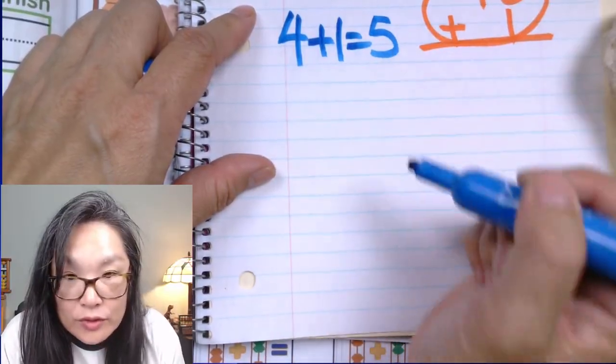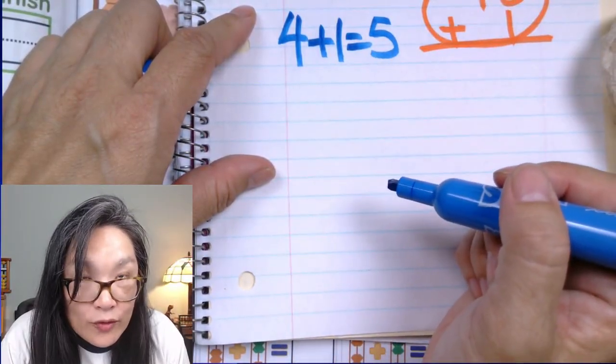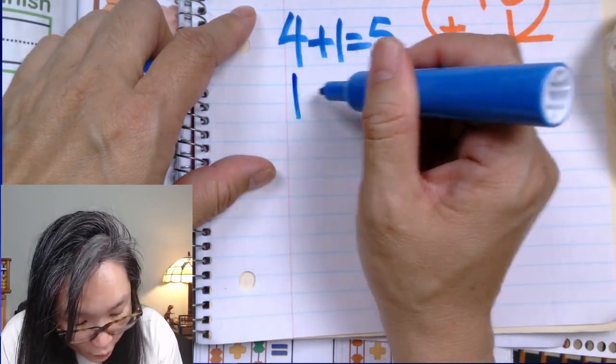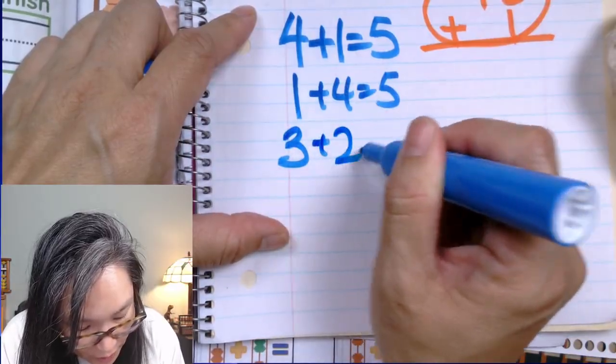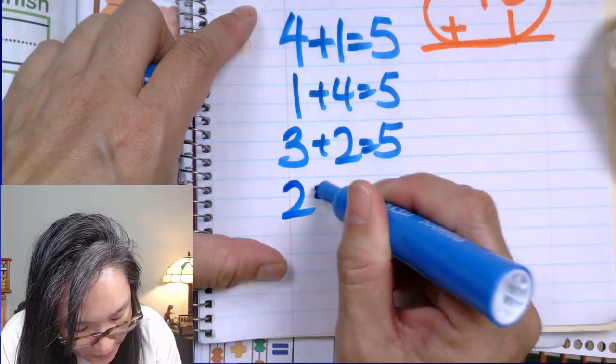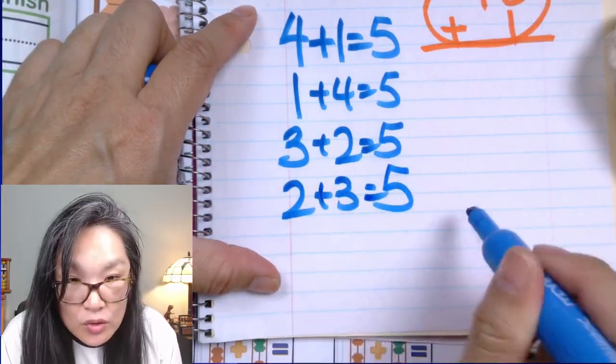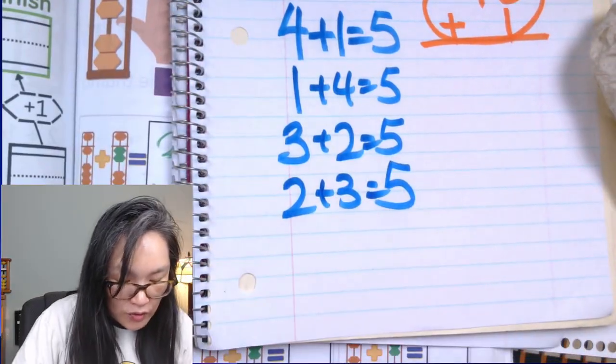1 plus 4 is equal to 5. Or 4 plus 1 is equal to 5, right? Or the other one is 3 plus 2 is equal to 5. Or 2 plus 3 is equal to 5. Now, in school, that's all they say, right? In school, that's all they do.